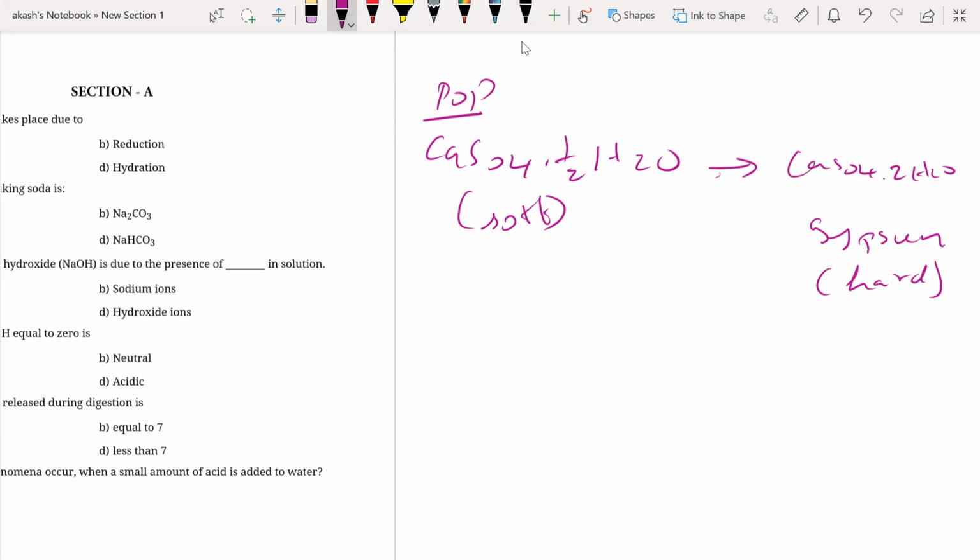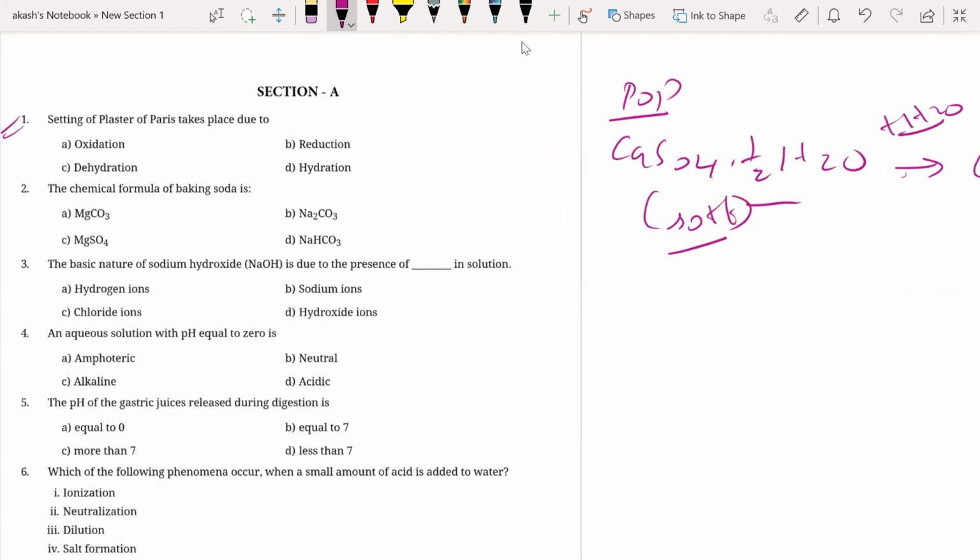Cement will be initially wet, right? And then eventually it becomes hard. So cement initially is soft, and after some time it will become harder, right? Same thing is happening with the plaster of Paris also. Initially it is soft, and it has to become hard. Obviously, I have to add water to this, so that 1/2 H2O becomes 2H2O. So the answer to this question is hydration.